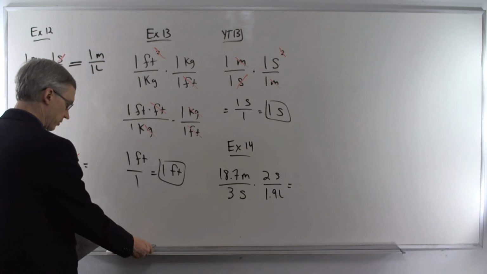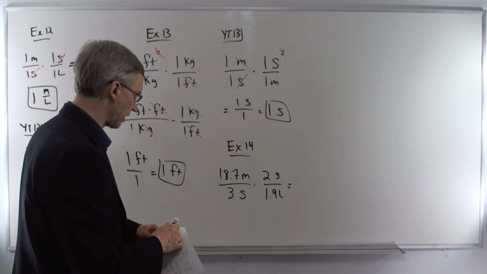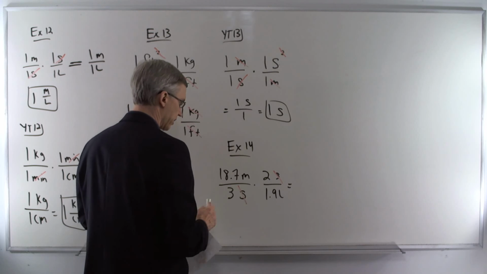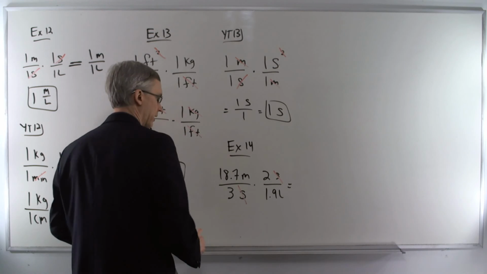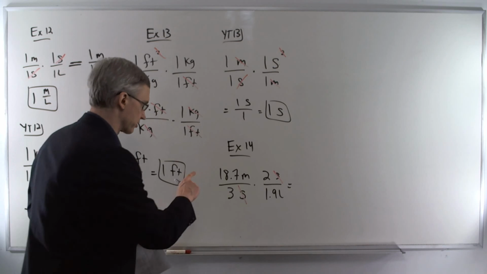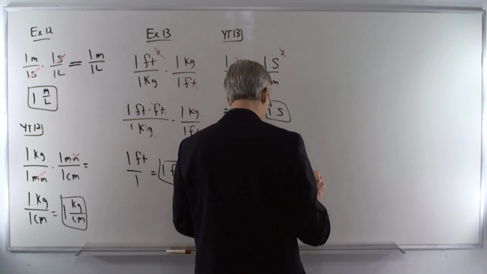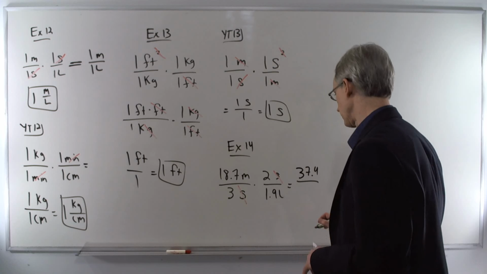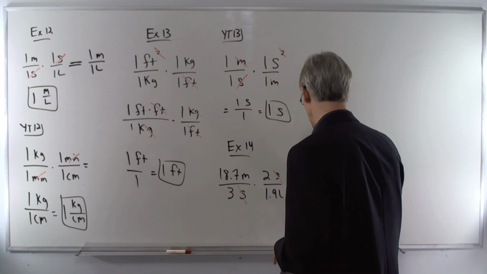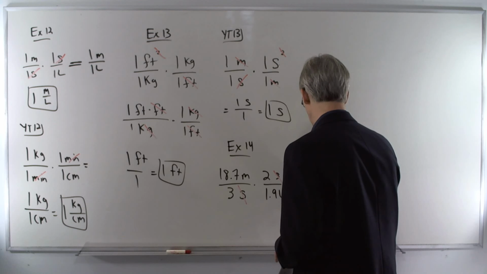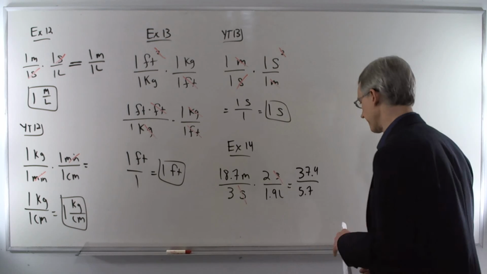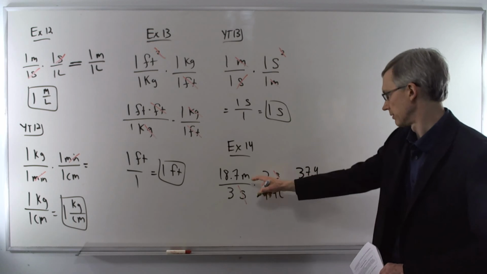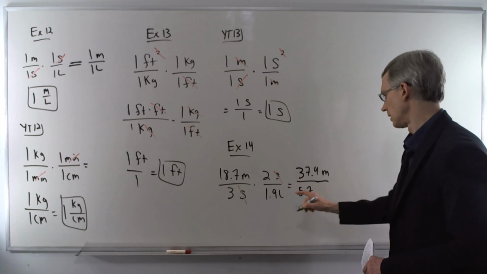So let's start by canceling the units. We've got matching units on top, seconds here, seconds here. Those are gone. What units are we going to have in our answer? We're going to have meters over liters. Now we're going to multiply, just like we did with the fraction, multiply straight across numerators. So we get 37.4 on top. And we get 3 times 1.9. It's 5.7 on the bottom. And the units then, we're down to meters on top and liters on the bottom.